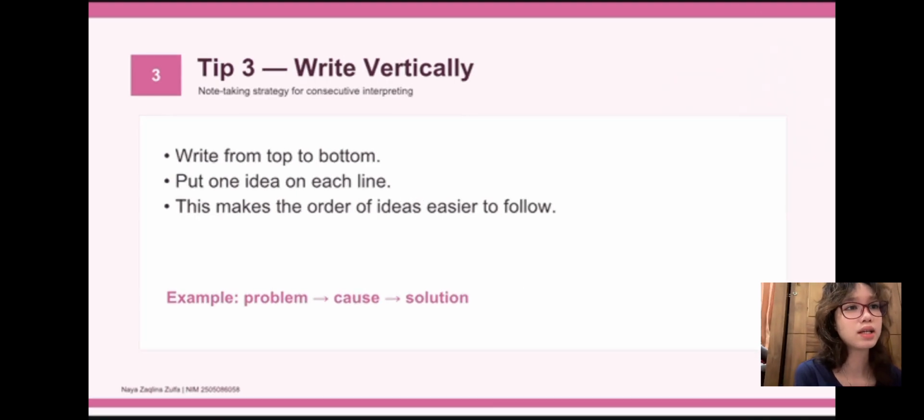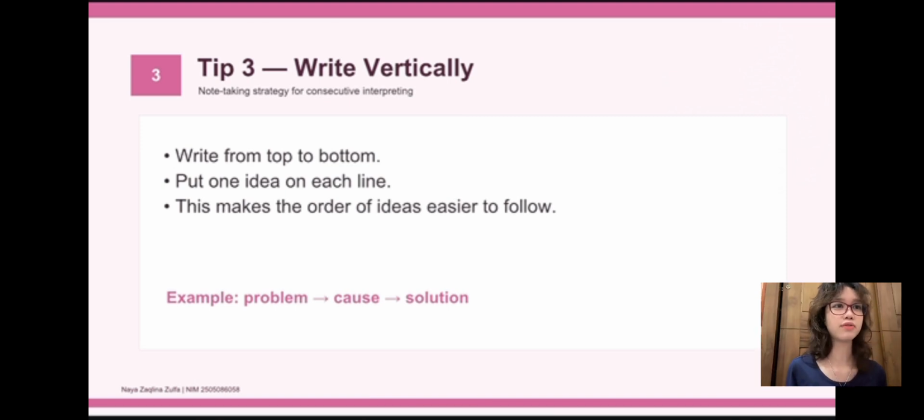The third tip is write vertically. In interpreting, it is better to write notes from top to bottom. Instead of writing long sentences horizontally, writing vertically helps us see the order of the ideas more clearly. We can put one idea on each line so the structure of the message becomes easier to follow.